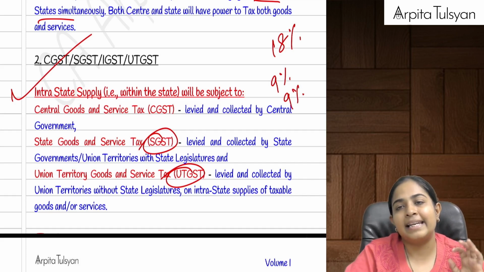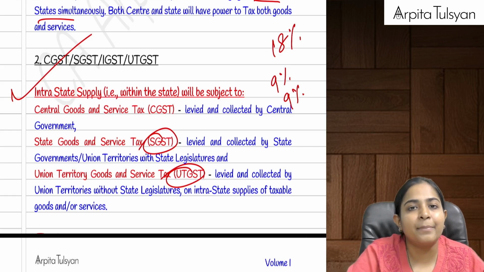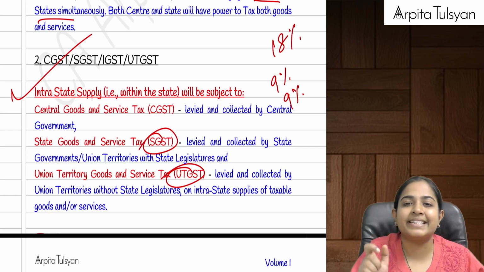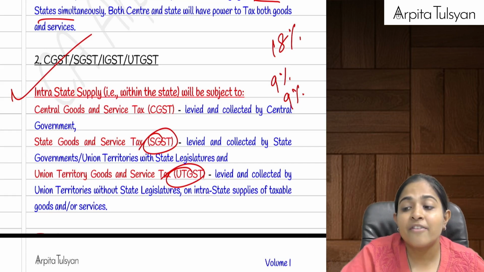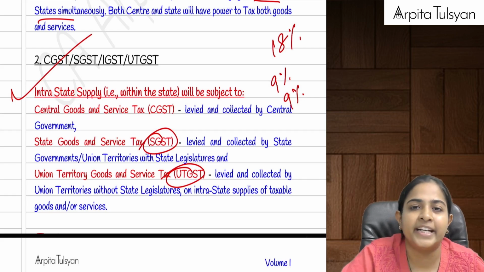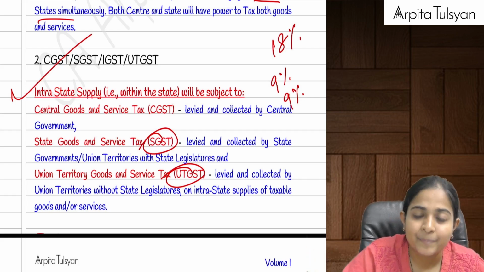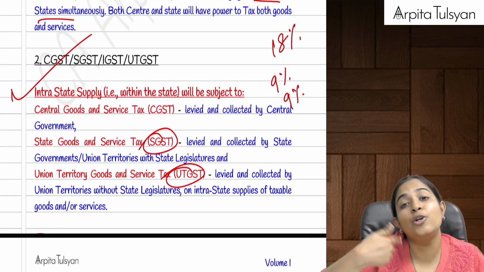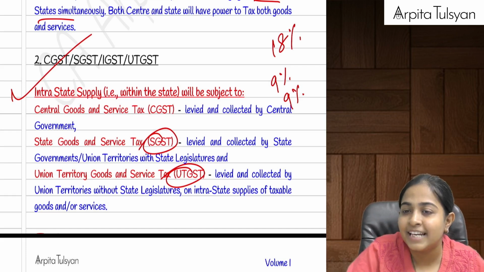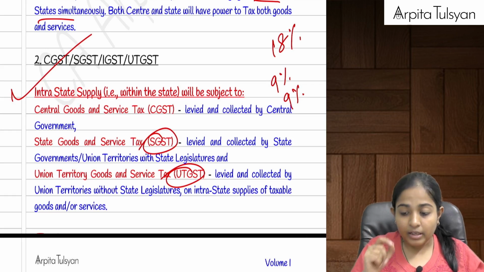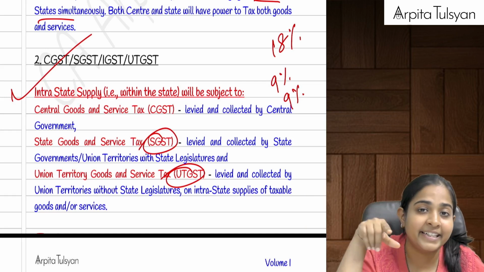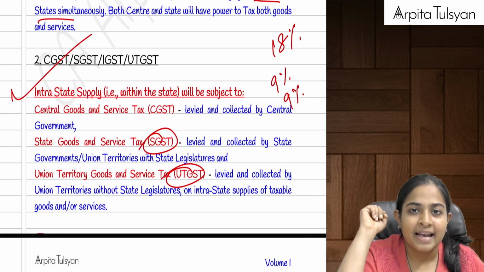Now let's say I am talking about a sale happening from Maharashtra to Maharashtra. At that time, CGST and SGST will be applicable. Why? Because Maharashtra is not a union territory, so UTGST law will not come into picture. Now let's say there is a sale happening from Lakshadweep to Lakshadweep. At that time, CGST and UTGST will be applicable. Why UTGST? Because it is a union territory not having its own state legislature. So we have studied that UTGST law will be applicable. Are you clear with this?